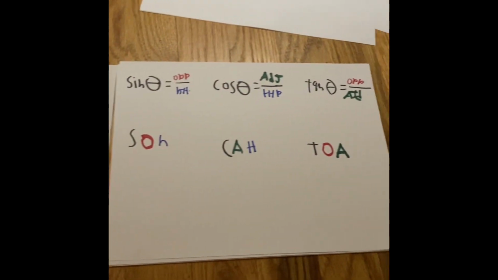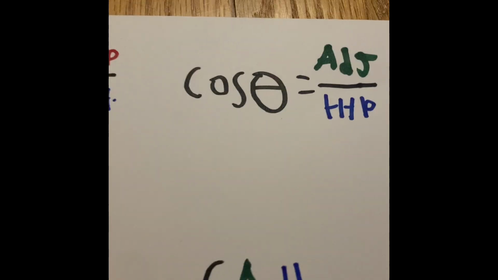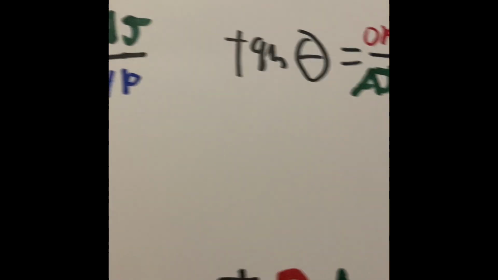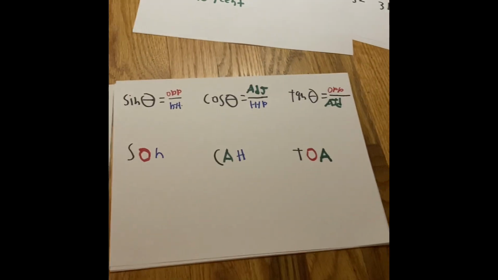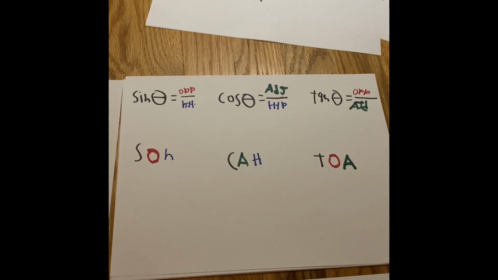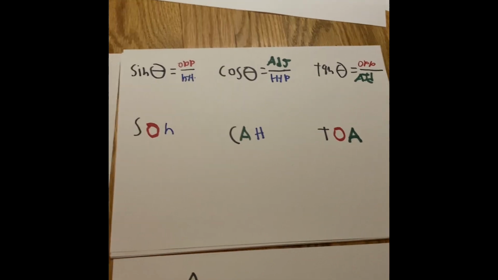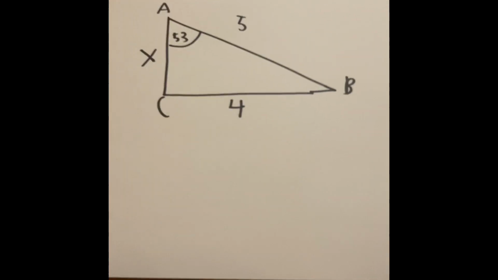So in the last part, we learned that sine is opposite divided by hypotenuse, cosine is adjacent divided by hypotenuse, and tangent is opposite divided by adjacent. That's why we came up with the phrase SOHCAHTOA, because it helps us remember the formulas. So what we're going to do is solve an example.